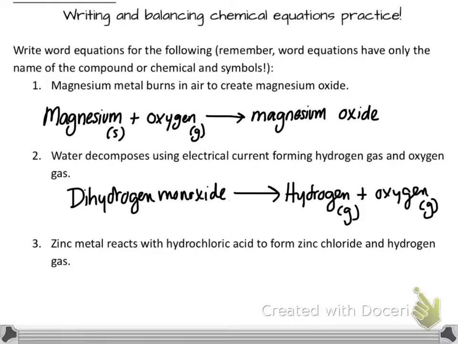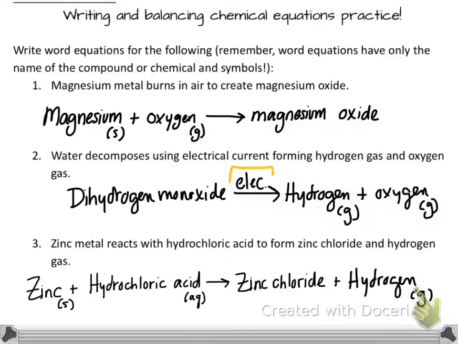Next. Okay, on the next one we've got water decomposing using electrical current. This is called electrolysis, forming hydrogen gas and oxygen gas. So the actual chemical name for water is dihydrogen monoxide, H2O, and we're showing it forming gaseous hydrogen and gaseous oxygen. In some cases, a little symbol indicating that this was done via electricity is put over the arrow, but that's not necessary. Okay, moving on.